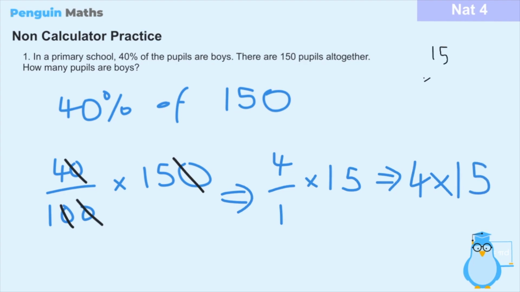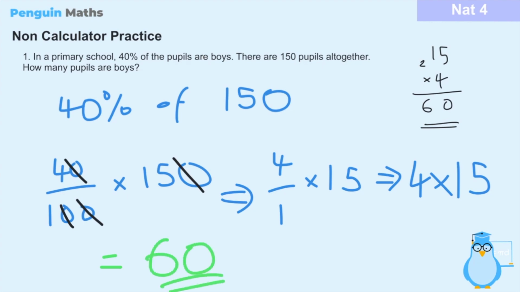And if we do this as a sum, so we have 15 multiplied by 4, we know that 5 times 4 is 20, so we put down the 0 and carry the 2, and then we have 4 times 1 is 4, add on the 2, 5, 6. So that means that our final answer, 40% of 150, is equal to 60.